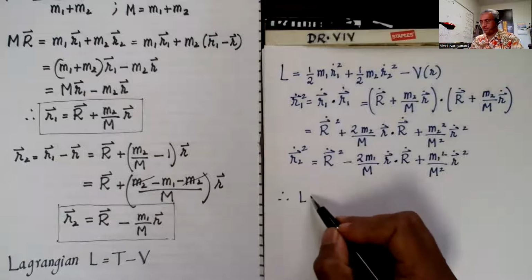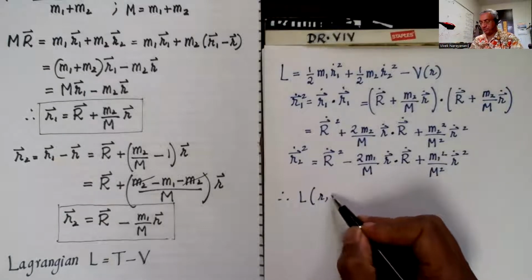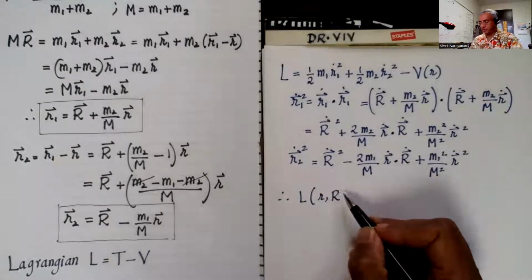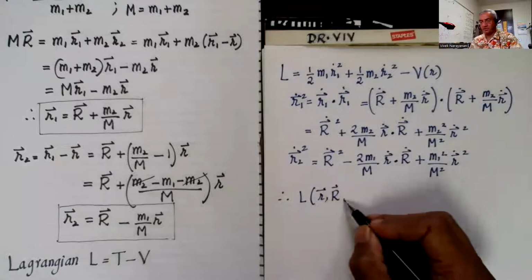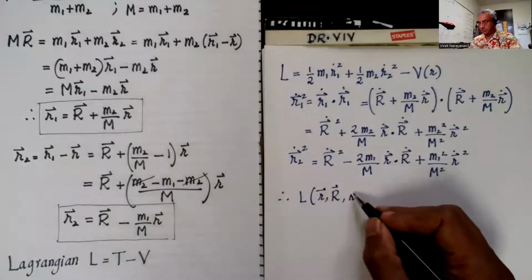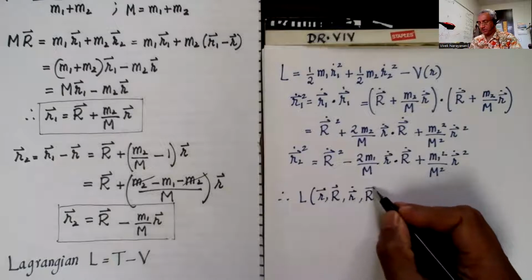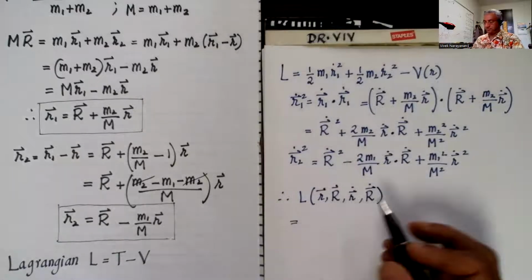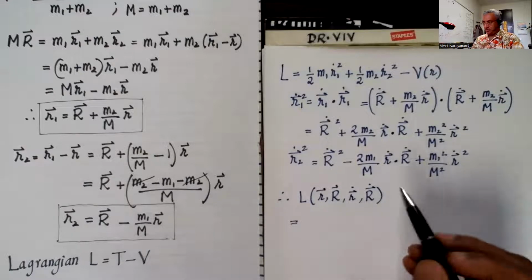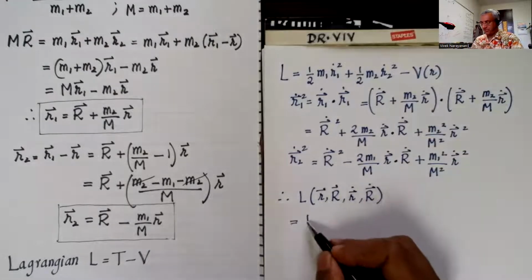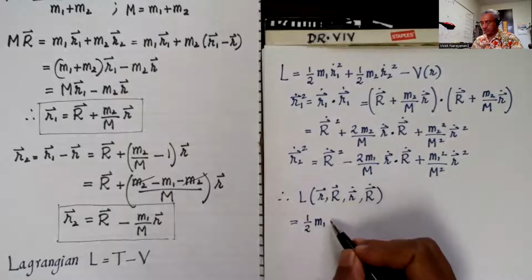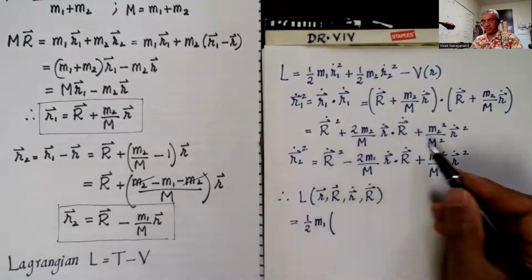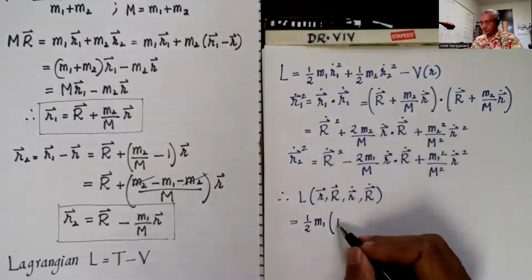Therefore, the Lagrangian, which is now going to be a function purely of little r, capital R, little r dot, and capital R dot, and not a function of time. Well, what's that going to be? I'll just write everything out. 1/2 m1, and for r1 dot squared, I'll write this.